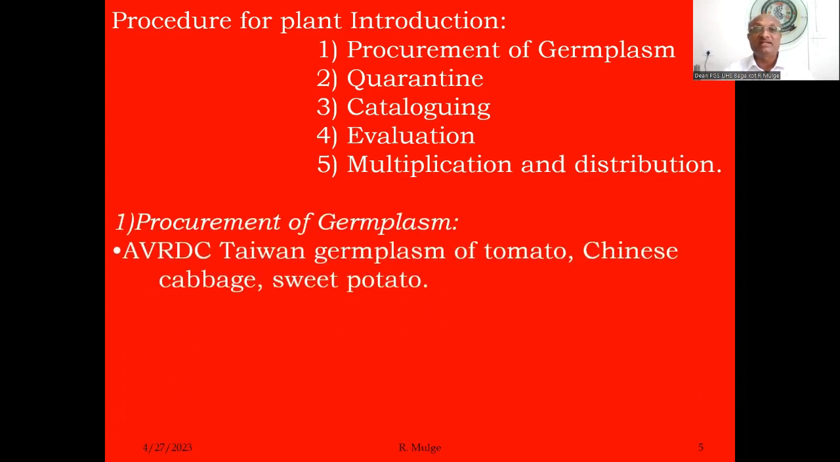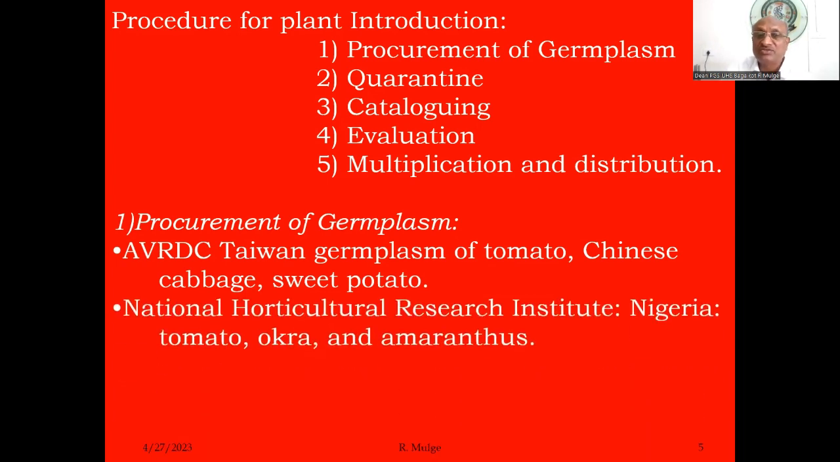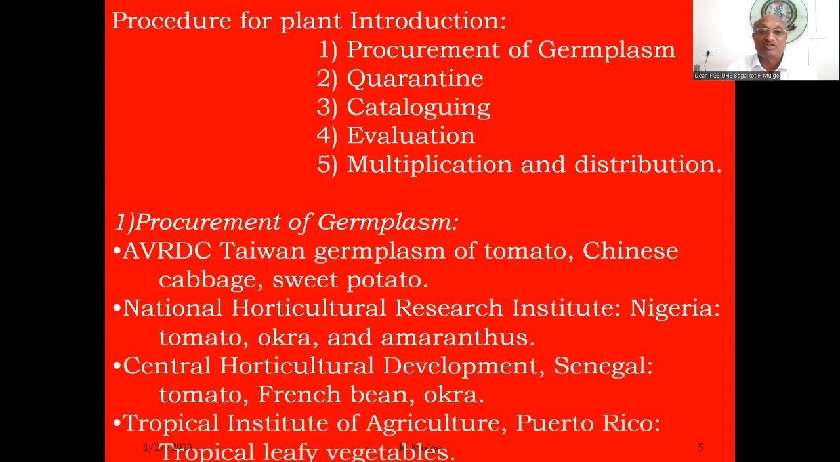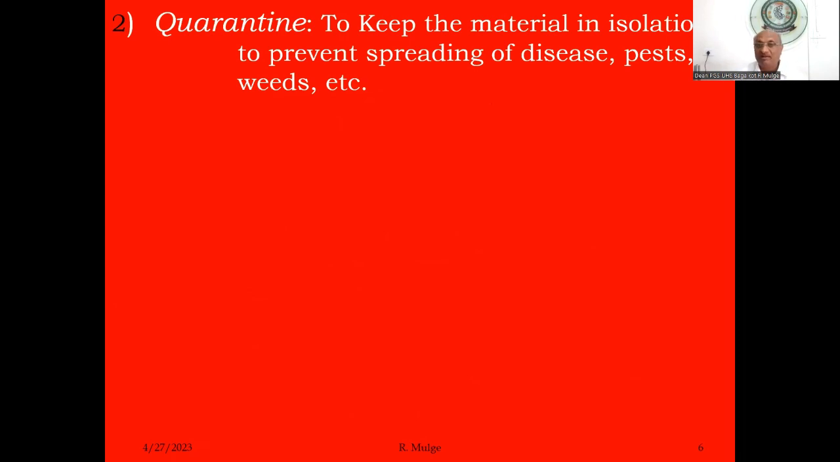Procurement of germplasm means, for example, AVRDC, Taiwan, for germplasm of tomato, Chinese cabbage, sweet potato, several materials you can introduce. You have to identify the places from where you can get the material. The National Horticulture Research Institute, Nigeria, for tomato, okra, and amaranthus. Central Horticulture Development, Senegal, for tomato, French bean, and okra. Tropical Institute of Agriculture, Puerto Rico, for tropical leafy vegetables. First, locate where the material is, and then follow the procedure for introduction.